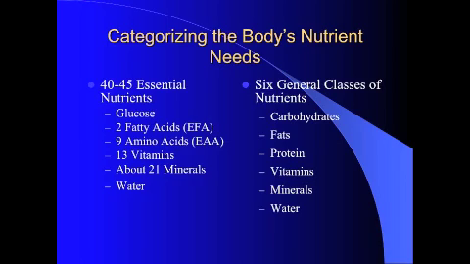There are about 45 essential nutrients that need to be obtained either from the diet or supplements. Those nutrients include glucose, 2 essential fatty acids, 9 essential amino acids, 13 vitamins, about 21 minerals, and water. The simple classification categories are carbohydrates, fats or lipids, protein, vitamins, minerals, and water. All of these are essential for every cell in the body and for human life to exist.